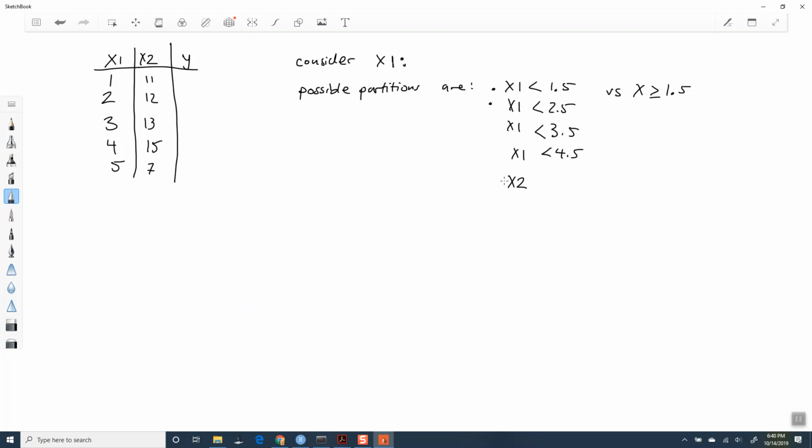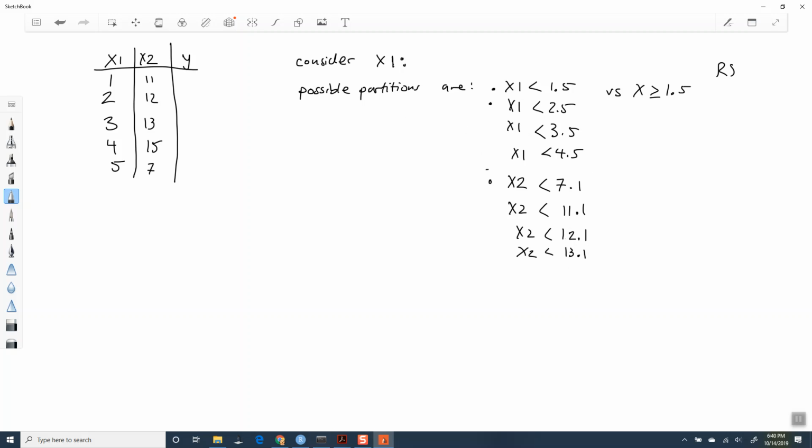Basically, I have to sort these from least to greatest. We'll also consider x2 less than, it doesn't even matter what numbers I pick, 7.1, x2 less than 11.1, x2 less than 13.1, and wait, I'm sorry, I missed the 12. So 11, 12, and 13. The decimal point is arbitrary. So I consider all of these possible splits. Now there's 8 of them, and I look at all 8 of them.